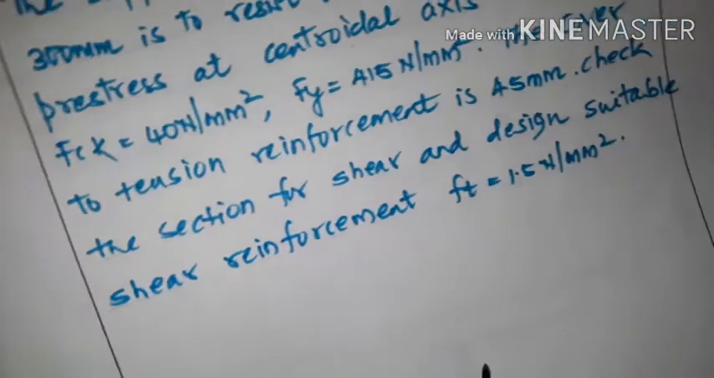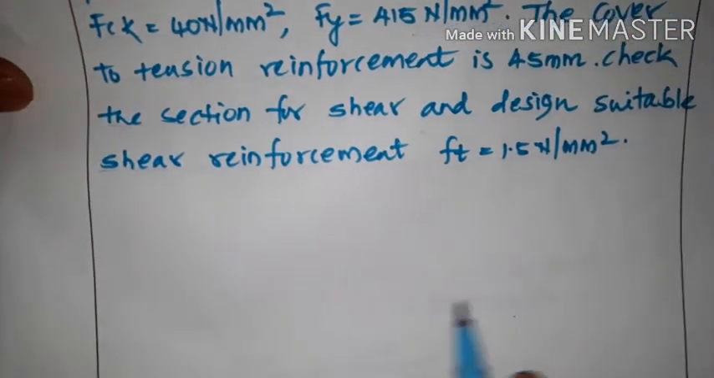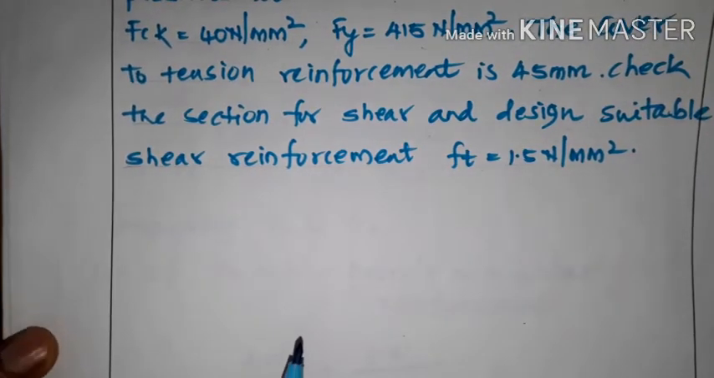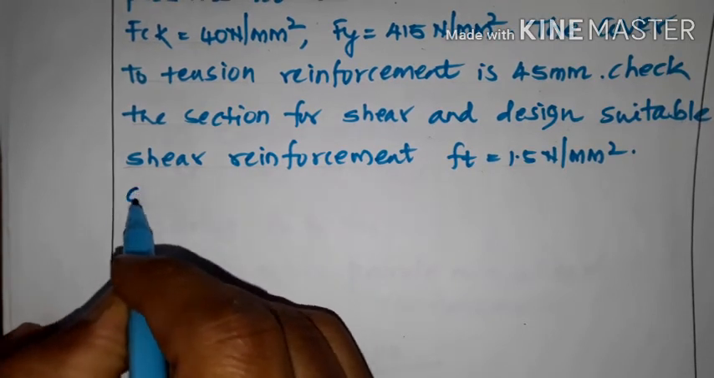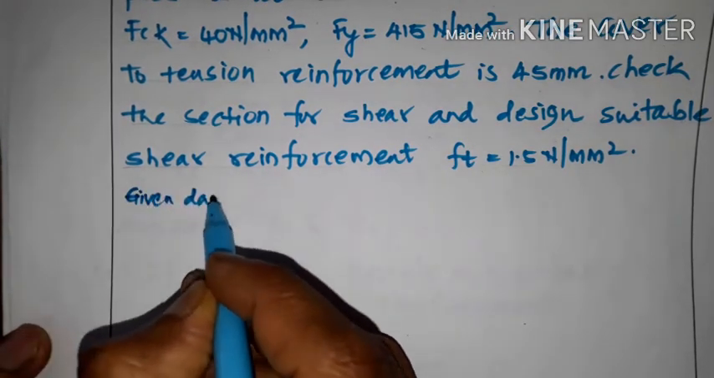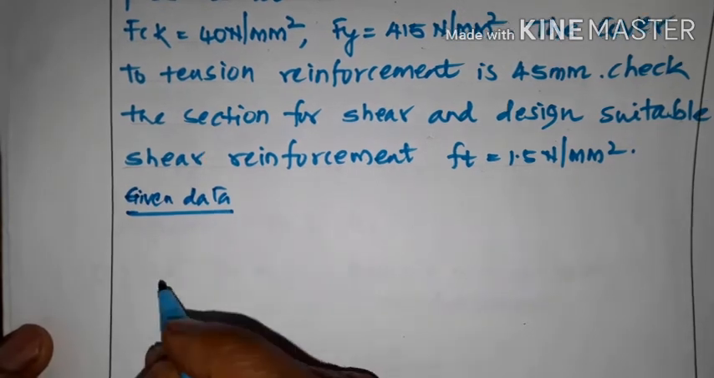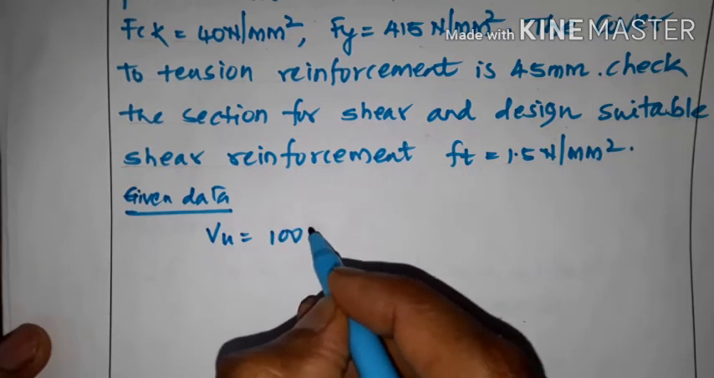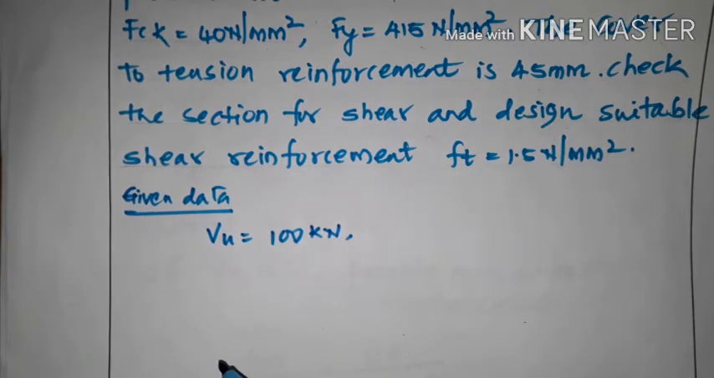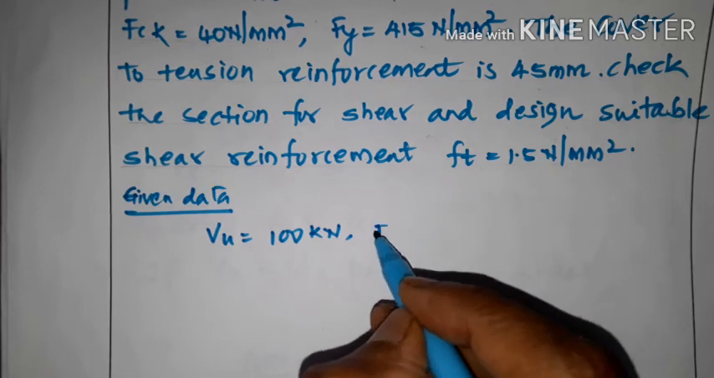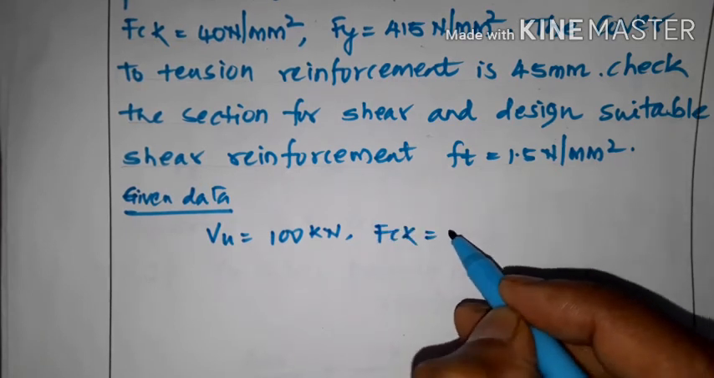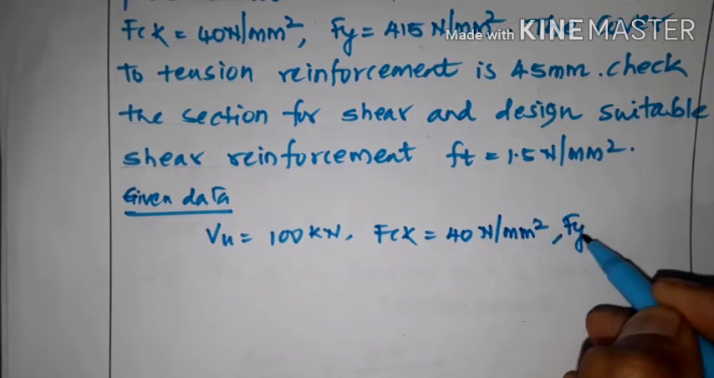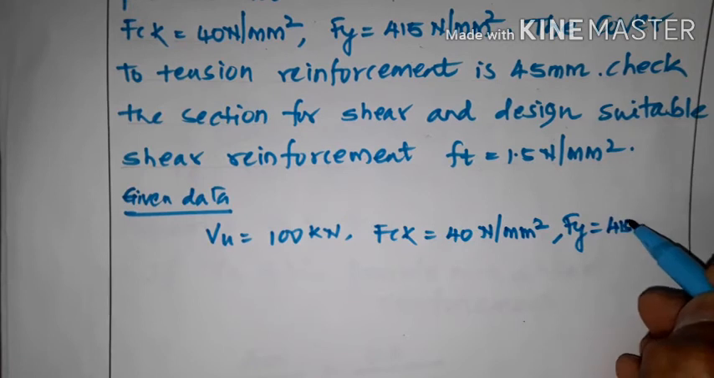So here we will note down the given data first. Vu is equal to 100 kilonewton. Then FCK is equal to 40 Newton per mm square, Fy is equal to 415 Newton per mm square.